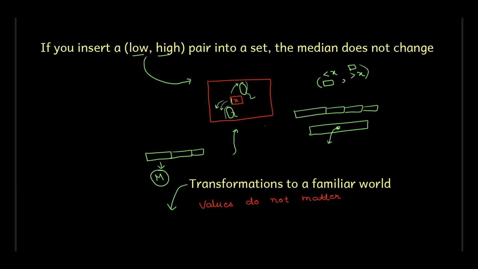And why do values not matter? This is a big if: if you fix the median. If you do not fix the median, then of course the values would matter, but if you fix the median, then the values would not matter. So for a fixed median, you only care about how many elements are smaller and how many elements are bigger.